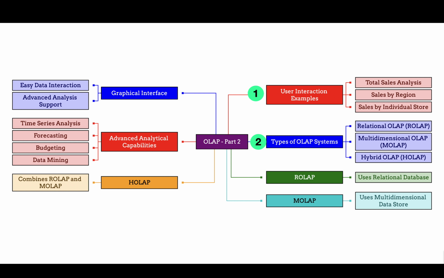2. There are three main types of OLAP systems: relational OLAP, ROLAP, multidimensional OLAP, MOLAP, and hybrid OLAP, HOLAP. 3. ROLAP uses a relational database as the underlying data store, while MOLAP uses a specialized multidimensional data store. 4. HOLAP combines the benefits of both ROLAP and MOLAP by using a relational data store for the detailed data and a multidimensional data store for the summarized data.